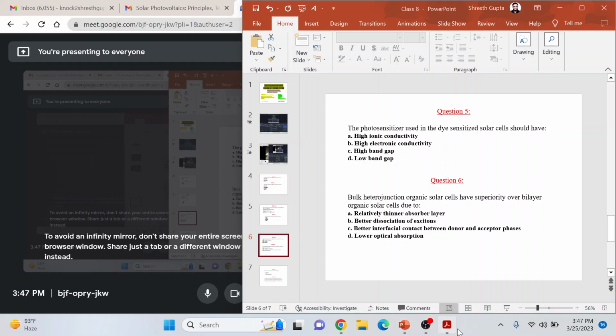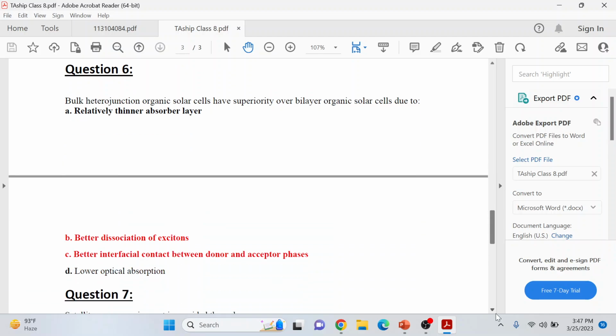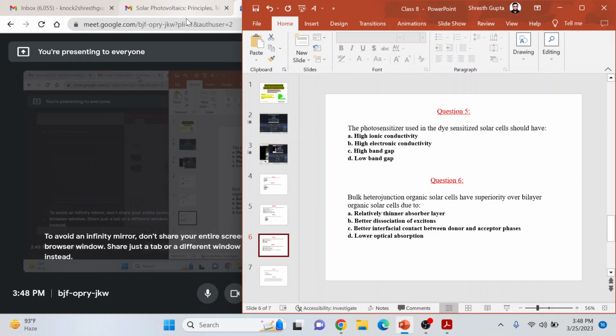Let me give a check also. Yes, you're right. The correct options are better dissociation of excitons and better interfacial contact between donor and acceptor phases. For those who are missing it, I will be sharing the assignment and also uploading it on YouTube. Sir, the answer is not clear to me. Why relatively not thinner absorber?